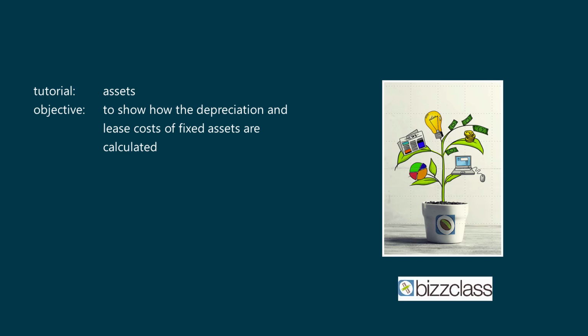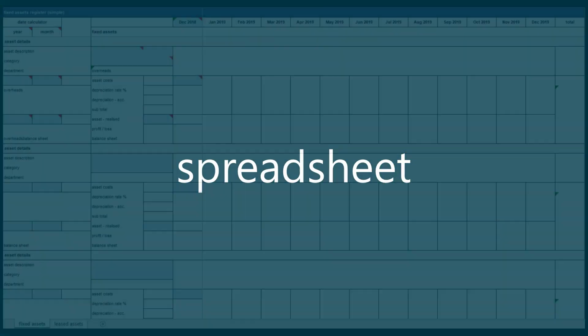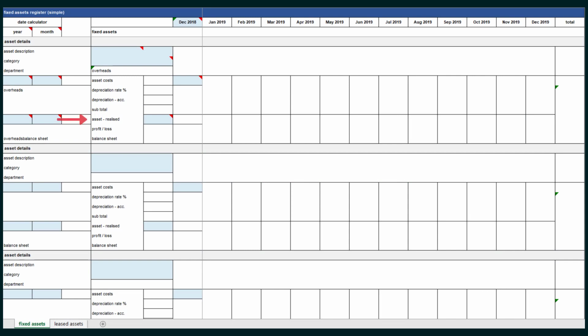Welcome to BizClass. This interactive spreadsheet shows how depreciation and lease costs of fixed assets are calculated. The spreadsheet can also be extended and used as a fixed assets register. The blue cells in the spreadsheet are used for data entry, while the other cells have been locked.